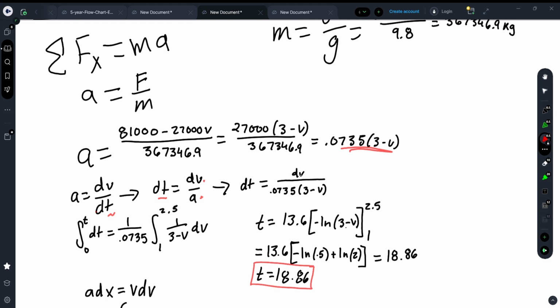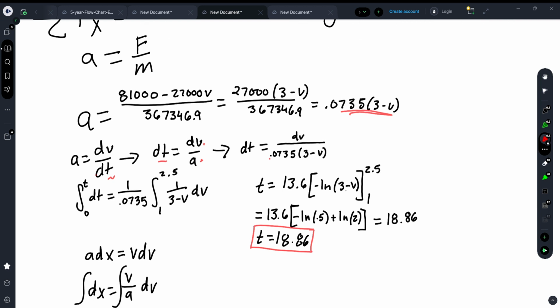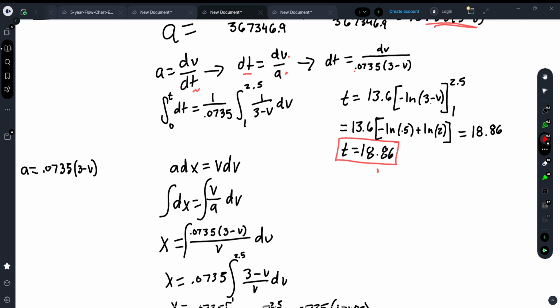So I went ahead and took this 1 over 0.0735 out of the integrand, and then I just had 1 over 3v dv, and I integrated that. If I integrate on this side, I'm just left with t. So I integrated that and solved. And then I solved a dx equals v dv, which, sorry, comes from this equation here.